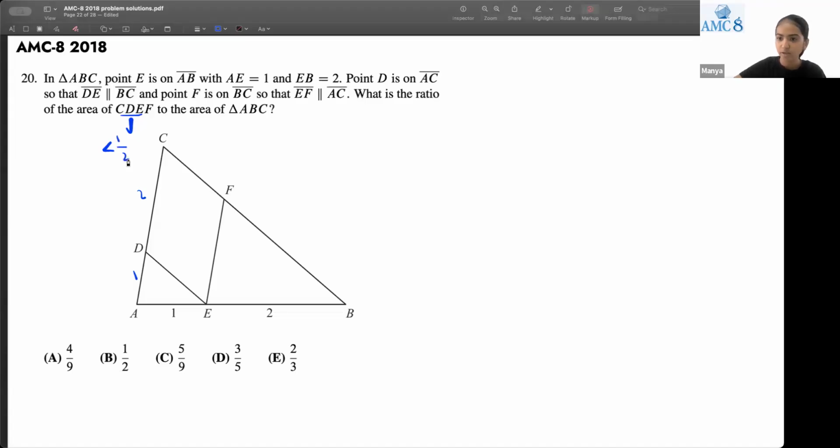And so since we can take the answer choices to our advantage, we can cancel all of the ones that are greater than 1/2. So 2/3 is greater, 3/5 is greater, 5/9 is greater, and 1/2 is equal, but we know that it's going to be less than 1/2. 1/2 is equal to 1/2 and not less than 1/2. And so by process of elimination, our answer choice is A, 4/9.